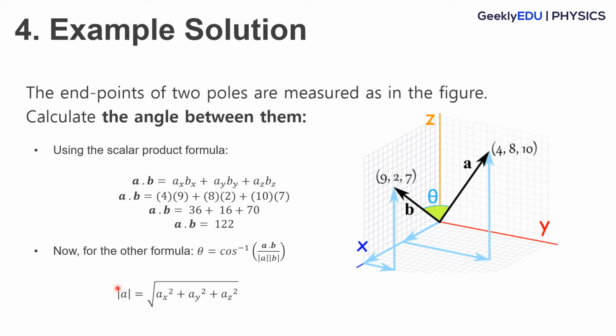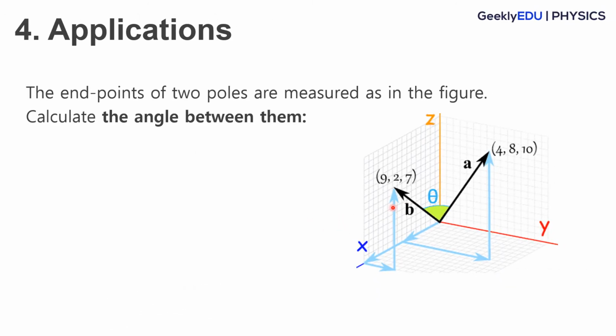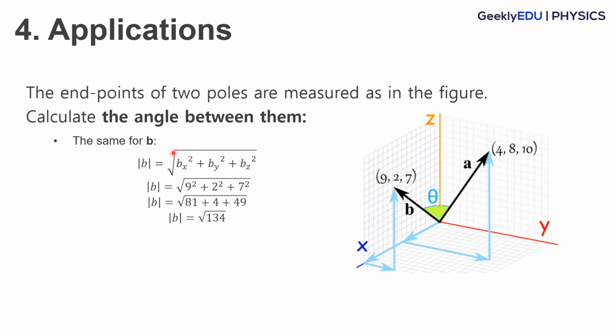If you remember, the magnitude of vector A, for example, is the square root of the x component squared plus the y component squared plus the z component squared. If we add these values here, we have that the magnitude of vector A is the square root of 180. Similar to vector A, we have vector B. We can use the same formula and find that the magnitude of vector B is the square root of 134.